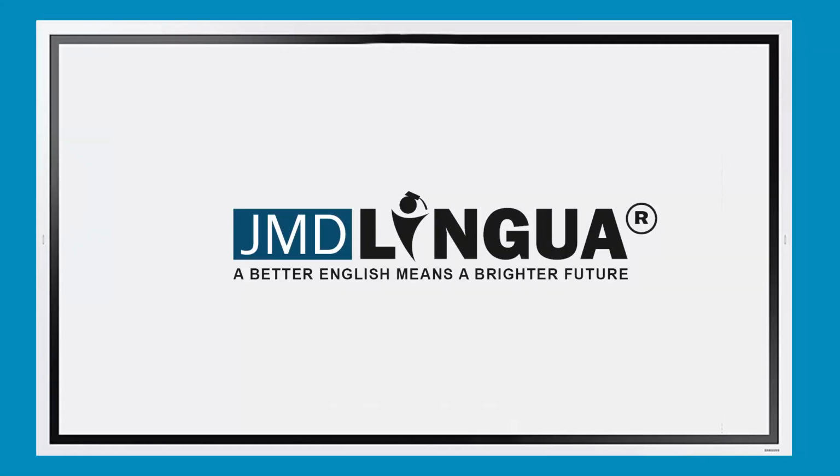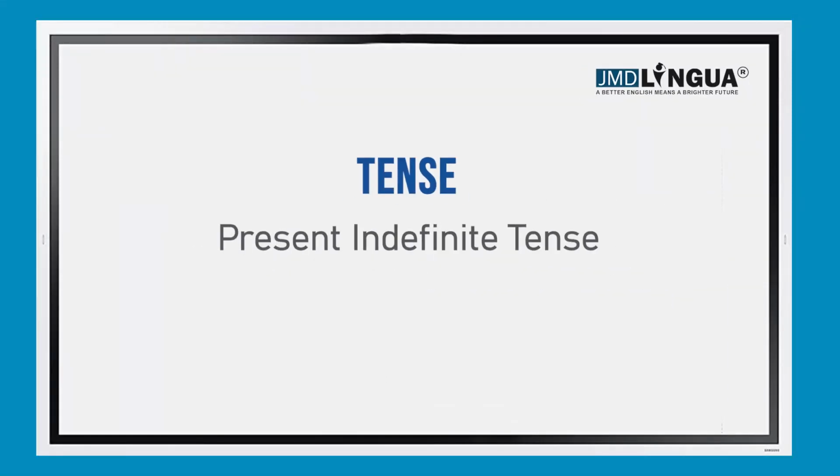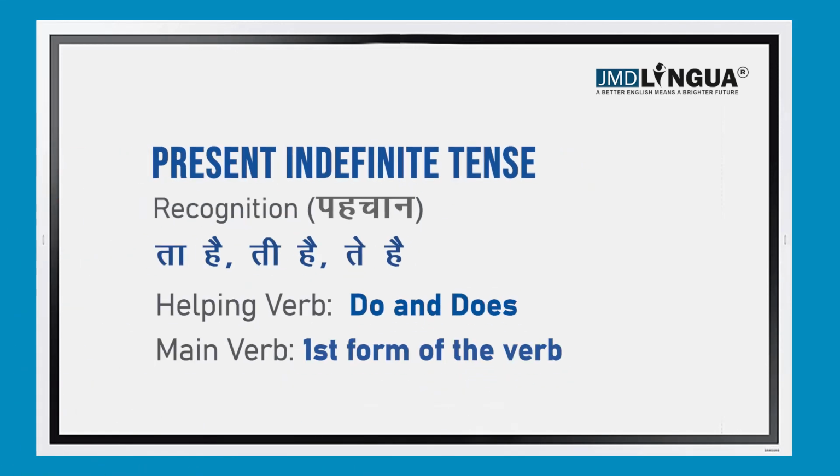Today we have grammar section. The title of the topic is present indefinite tense. The recognition of this tense is ta hai, ti hai, te hai. Helping verb is do and does. Main verb work of first form.